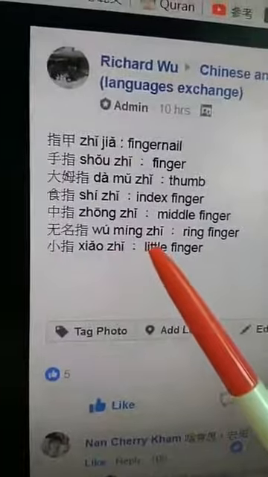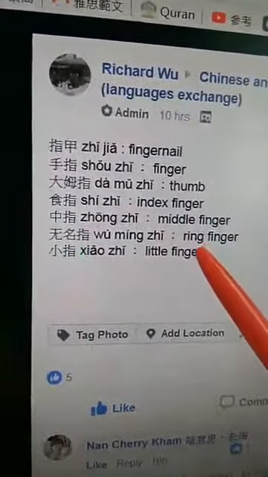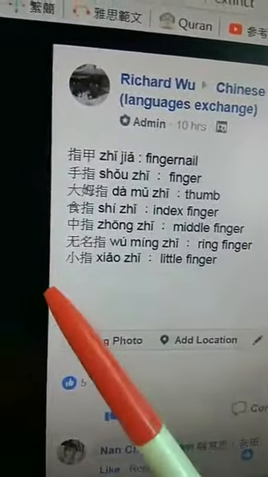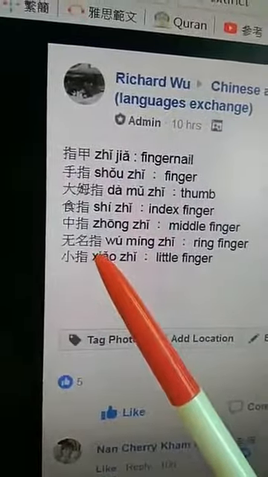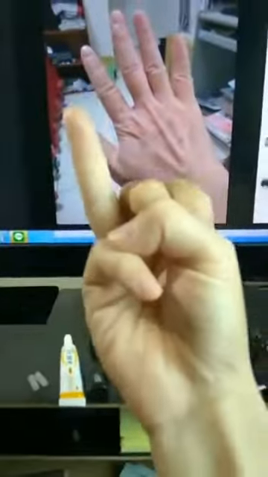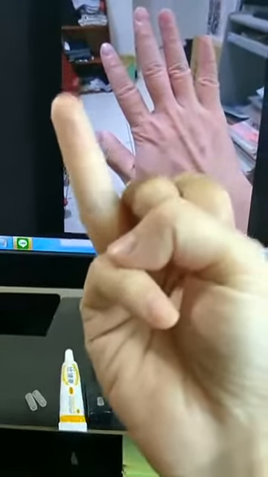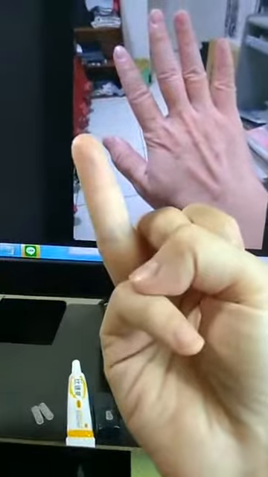中指在哪里?中指在这里。Okay, let's continue our lesson. 无名指 is ring finger. Okay, ring finger. 无名指。Actually, that's very interesting because Chinese people don't know how to call this finger. So we just call it no name finger, a finger without a name.